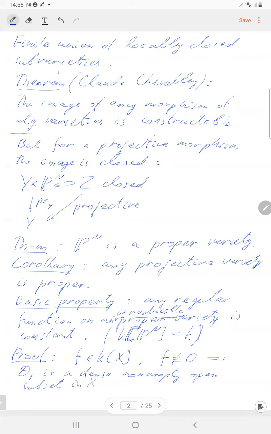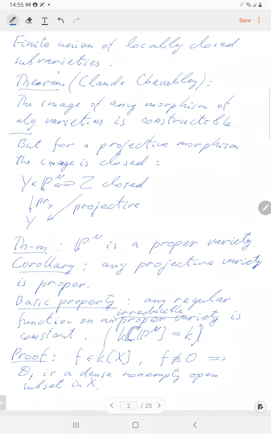Why is it dense? It is dense because I have just assumed that my variety X is irreducible. So any open subset is dense, just due to the assumption.